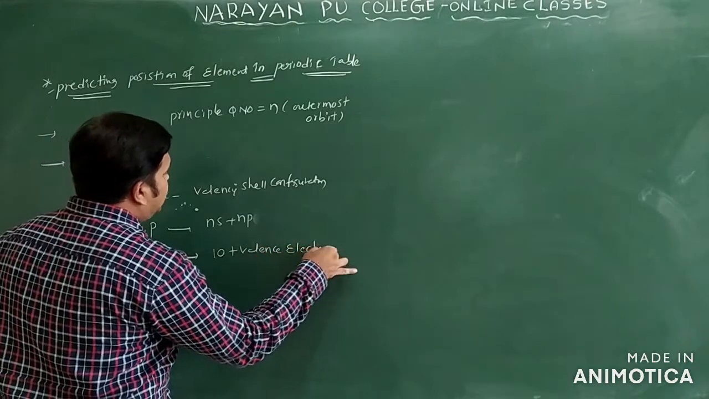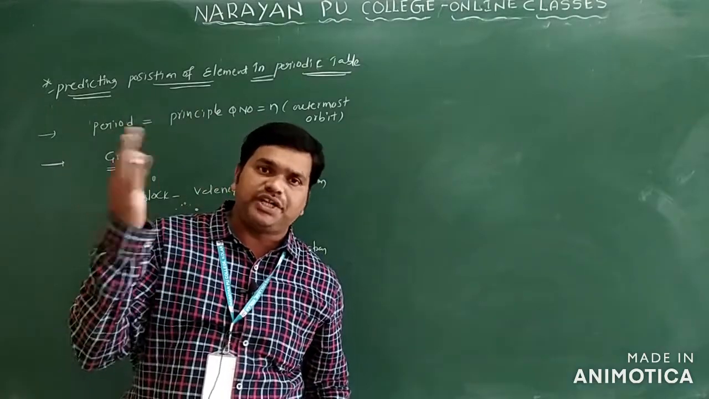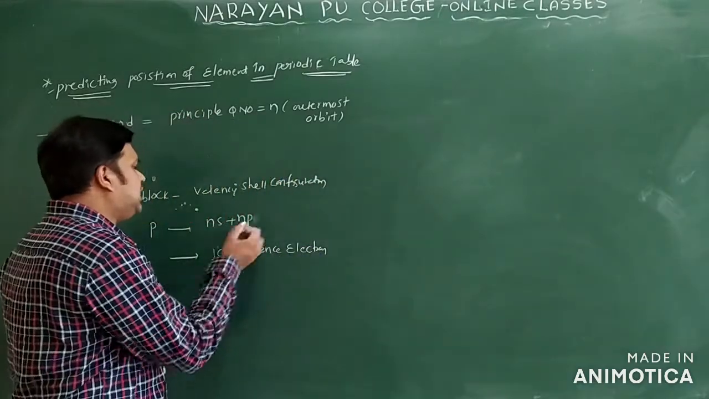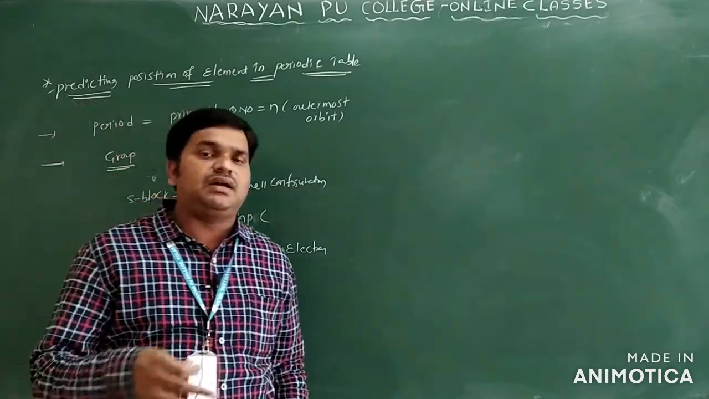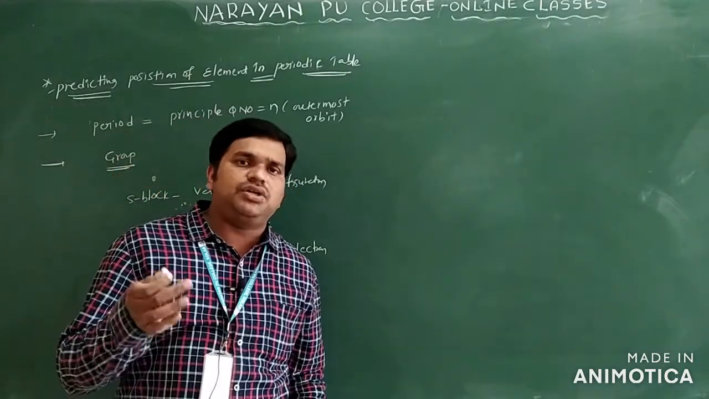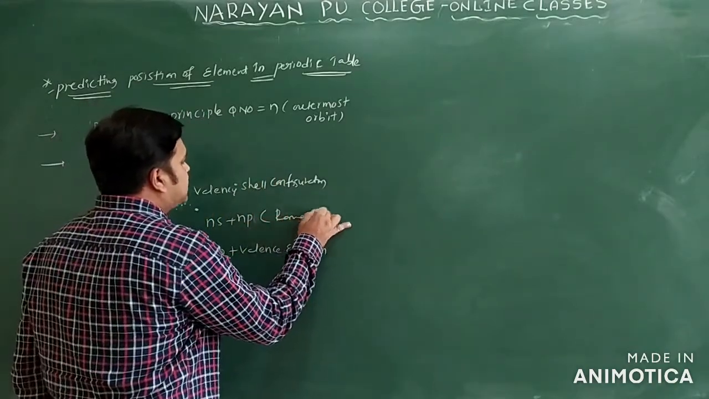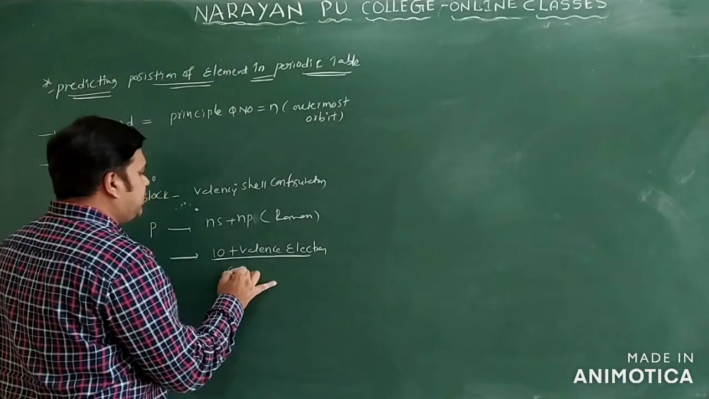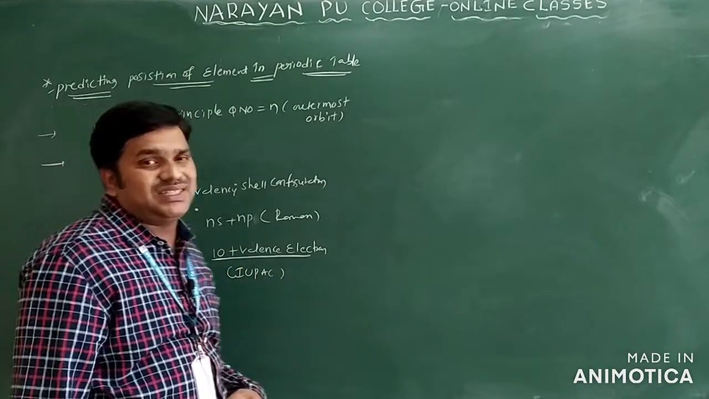Sometimes, as I already told you, for the first group, second group, third group, you can write up to 18 groups only. If you want to take that, you can add 10 only. Otherwise, you can add ns electrons and np electrons. You will get first A or second A, third A, like that. This is for the Roman letters only. If you want to write in IUPAC, groups are numbered as 1, 2, 3, 4, 5, 6, 7, 8, like that.